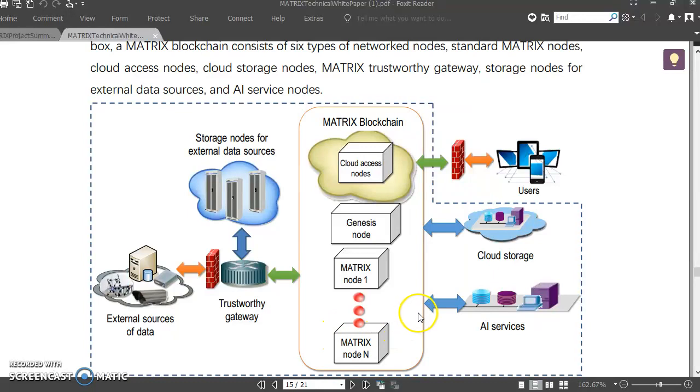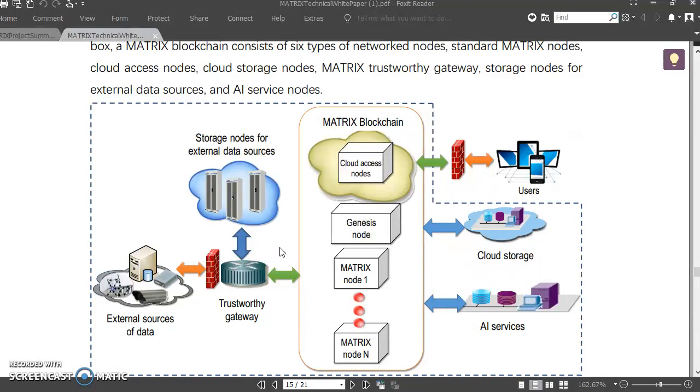Then you have the cloud access nodes. These are nodes that help with accessing cloud services and also enable the user to view data online. They are not for consensus. And then you talk about the cloud storage nodes. We can store some data on those nodes. Then the other thing has to do with the trustworthy gateway. When we write this code, we want to check if it is actually good or not.